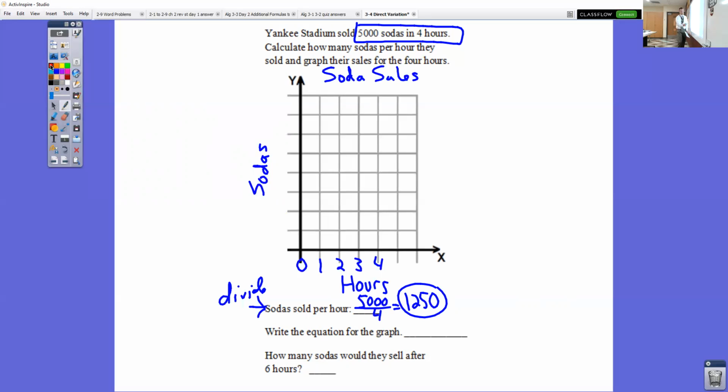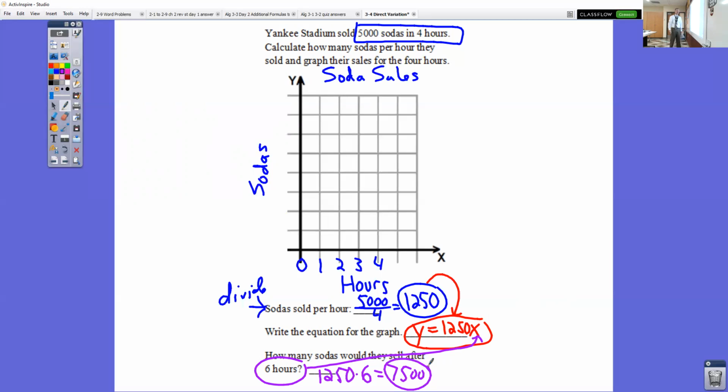When you go to write your equation, you always have a y equals and you always have an x. Whatever your rate is goes in front of your x. So this is y equals 1,250x. How many sodas would they sell after 6 hours? You would have to take this 6 and sub it in for x. So 1,250 times 6 gives you 7,500 sodas in 6 hours.